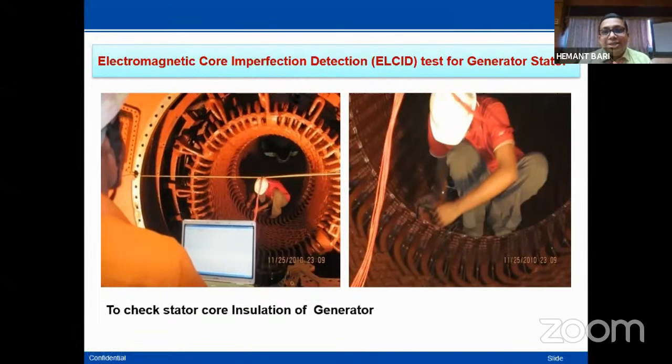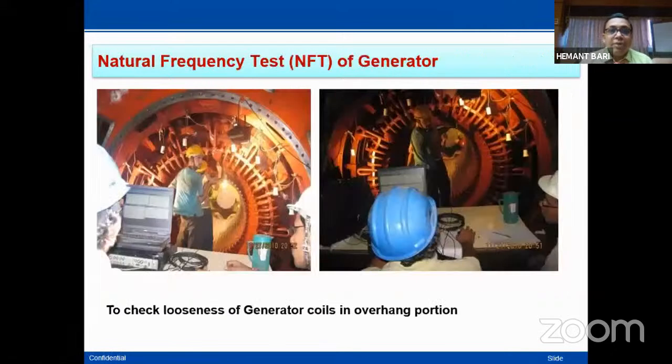For the stator, the LC test, that is the electromagnetic core imperfection detection test for the generator stator. So generator stator leakage current should be less than 100 milliamps. Okay. So if it is on a higher side, तो कहाँ पे क्लीनिंग करना है, कहाँ पे रिपेयर करना है, कहाँ पे मटेरियल फिलिंग करना है कोर में, ये सारा चीज वहाँ पे डिसाइड होता है. And the leakage current is brought below 100.